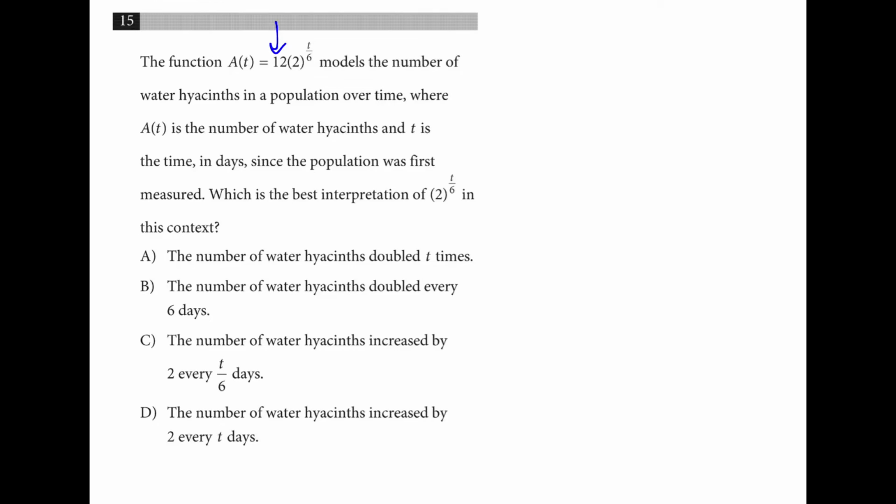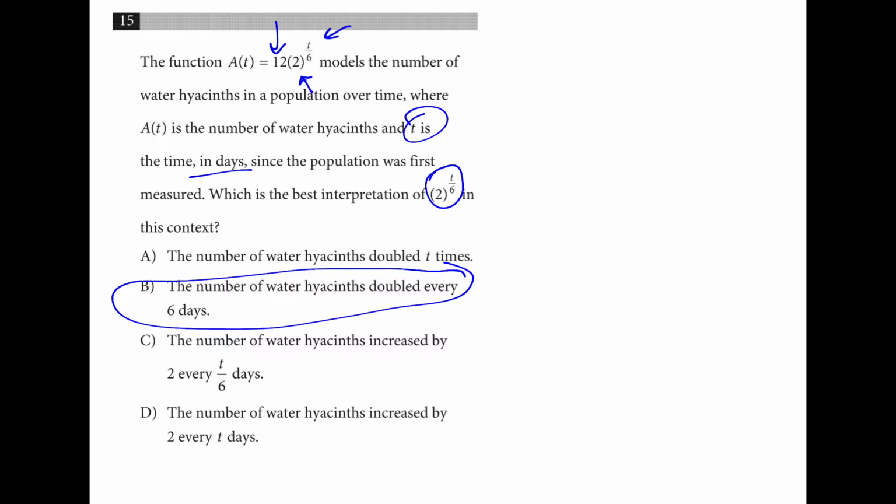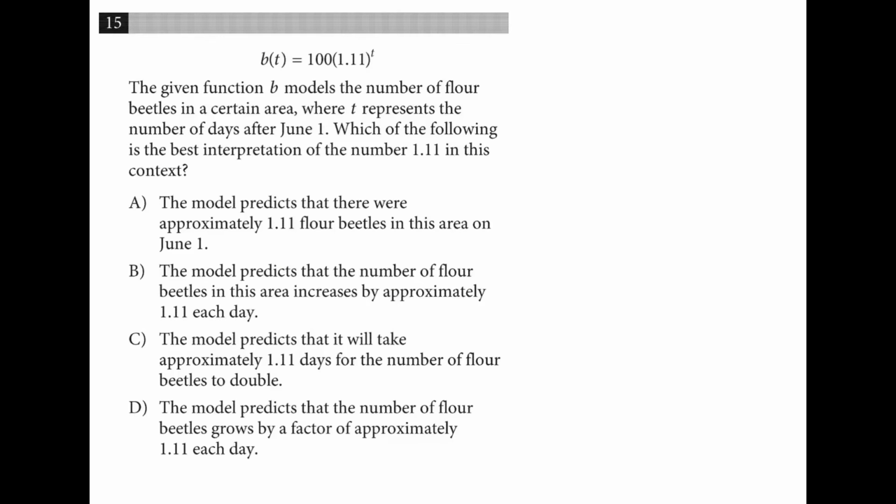This tells us we started with 12, we are doubling every 6 days, t over 6. So they want to know what 2 to the t over 6 means, and that means it doubles every 6 days. Our variable t is the time in days, and when that reaches 6, we take that number to the power of 2 to the first. So 12 times 2, that's when it doubles.